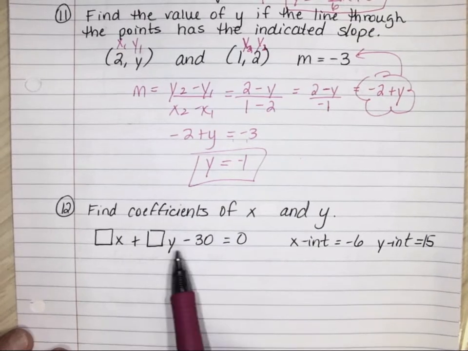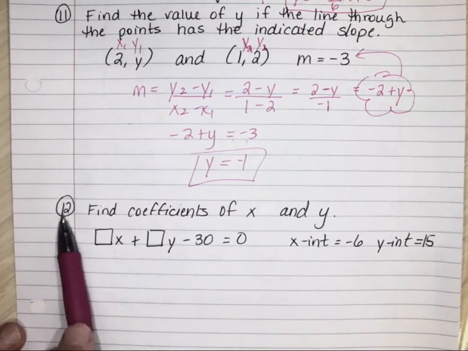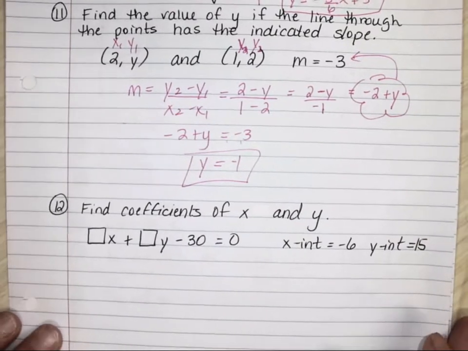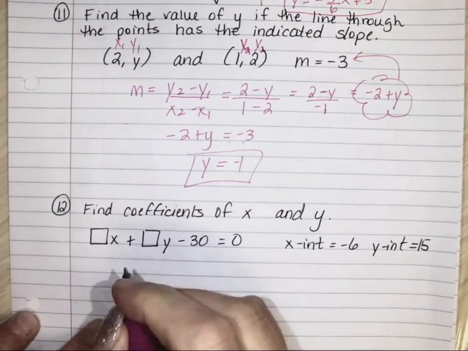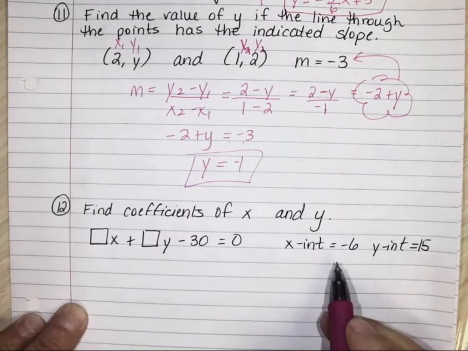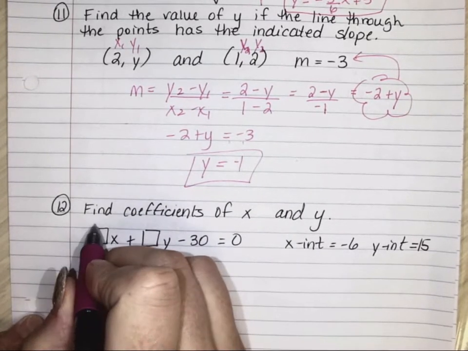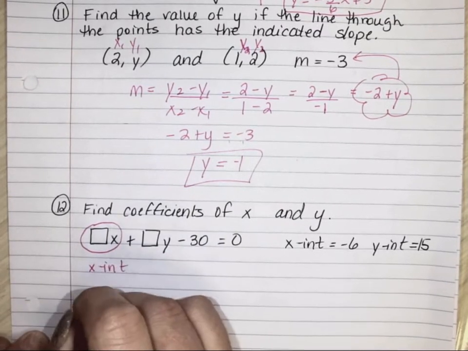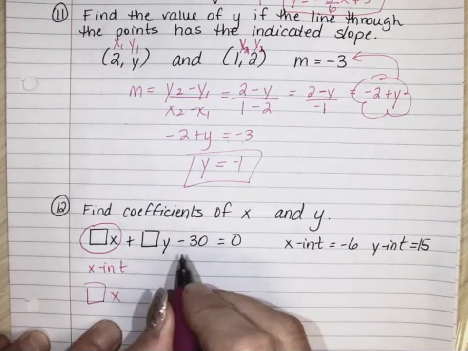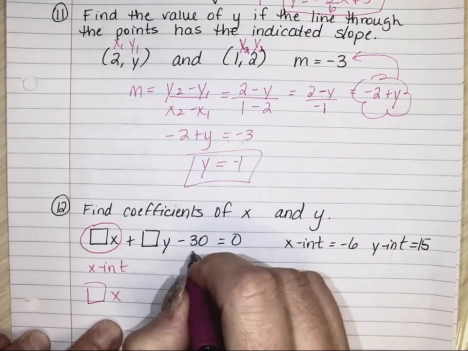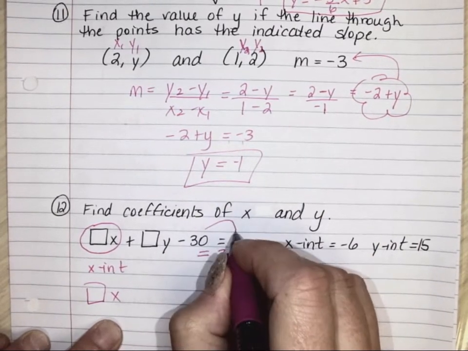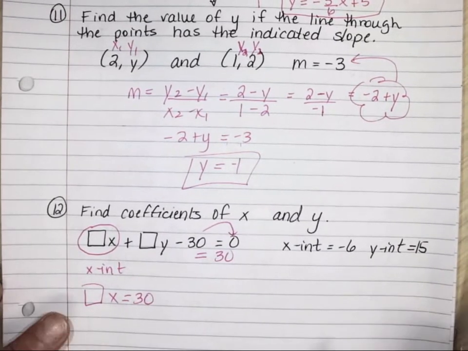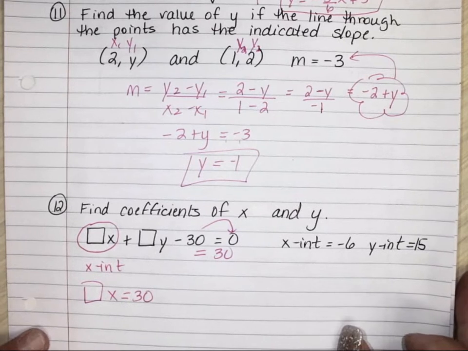On number 12, I'm not going to work through that one completely with you. They tell you that your x-intercept, well, never mind, I'll go ahead. They tell you that your x-intercept is -6. And you know that to find your x-intercept, you take your x term and I'm going to go ahead and add 30. So this will be set equal to +30, and I'll set it equal to 30. And I know that my x-intercept is -6.